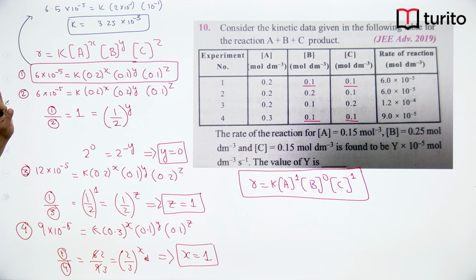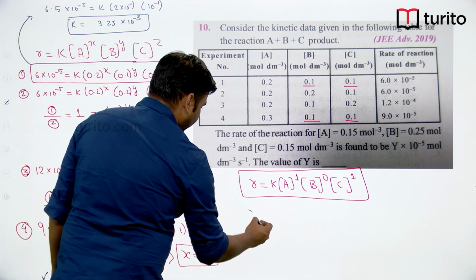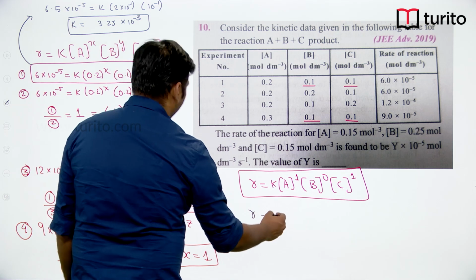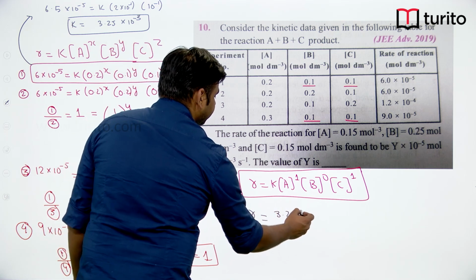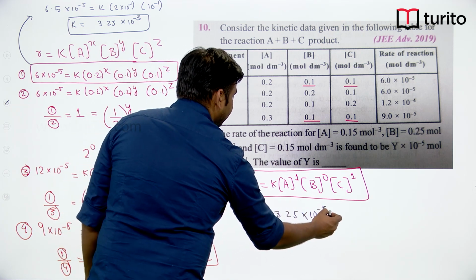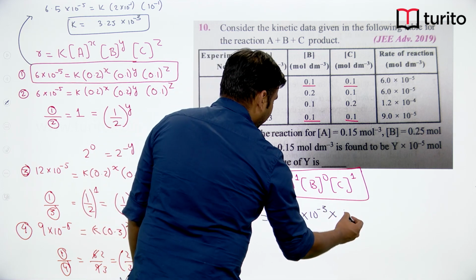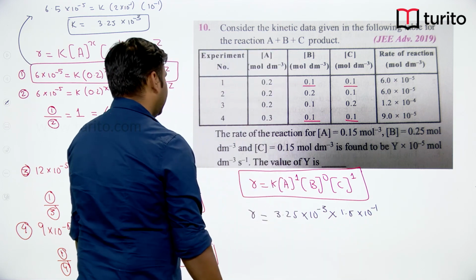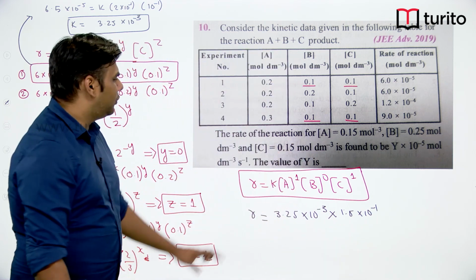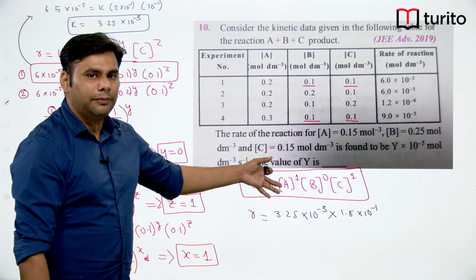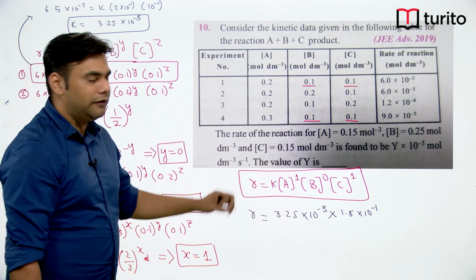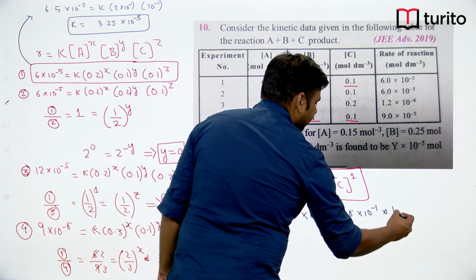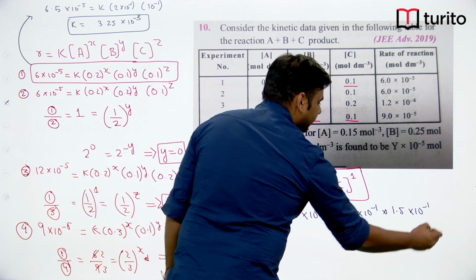Now we have got the value of K, so basically we have to find the value of the rate when the concentration of A was 0.5, so I can write this as 1.5 into 10 raised to minus 1, and the concentration of B 0.25. Because the order is 0 with respect to B, anything raised to power 0 would be 1, so we don't take care of the concentration of B. C is 1.5 into 10 raised to minus 1.